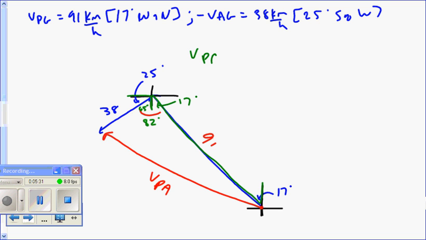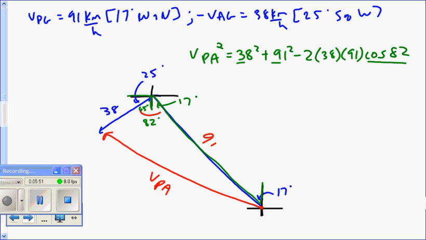Where VPA squared equals... so all I've done is taken the other two sides and the cosine of the angle across from VPA, and VPA ends up being 93.6. Now if you did the last example with x and y components, you'll find we got exactly the same number. The other thing that we found when we did x and y components is that this angle here was 49 degrees. So we need to show that you can get the same thing using trigonometry.